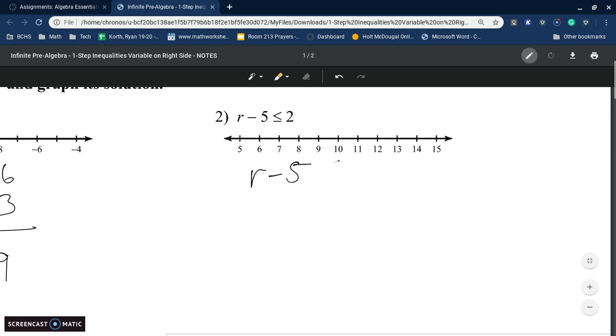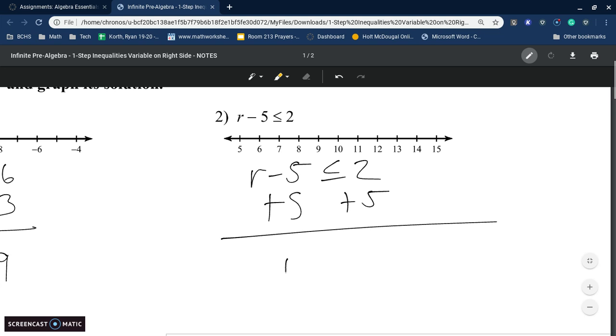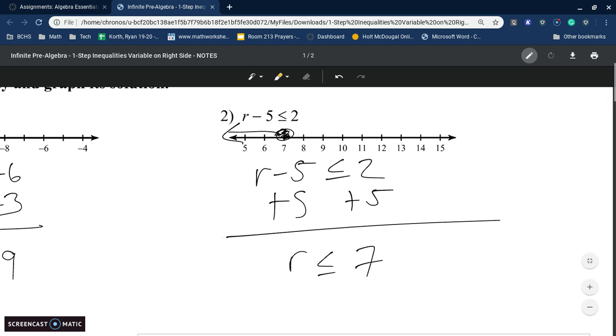R minus 5 less than or equal to 2. Undo subtraction with addition. R is less than or equal to 7. No need to flip. We did not multiply or divide by a negative. Variable's already on the left side. Fill in the circle at 7. Going to the left.